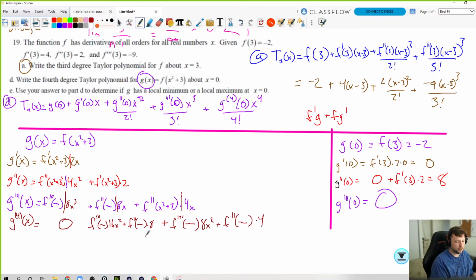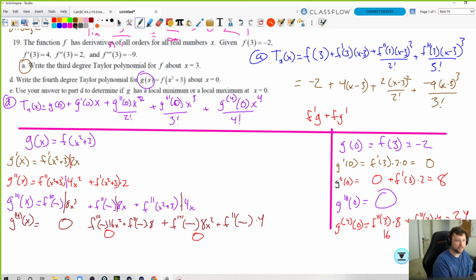All right, so if you did all this, this term goes to 0. This term is going to be a 0 term. This term is going to be, so g of 4 of 0 is going to be f double prime of 3 times 8. This would go to 0, and then it'll be plus this last term, f double prime of 3 times 4. Double prime of 3 is 2. So we're at 16 plus 8, which is 24. Wow, that was a lot of work.